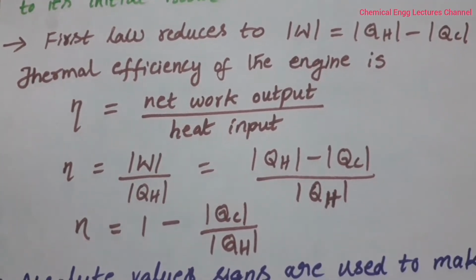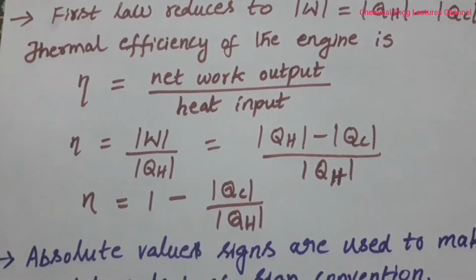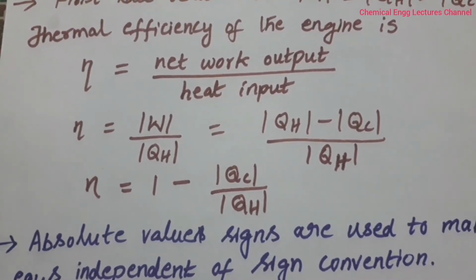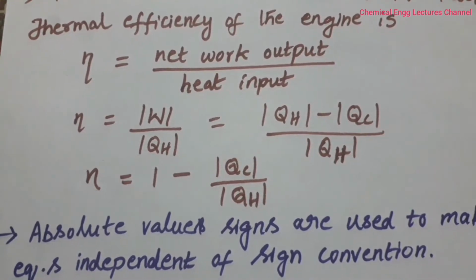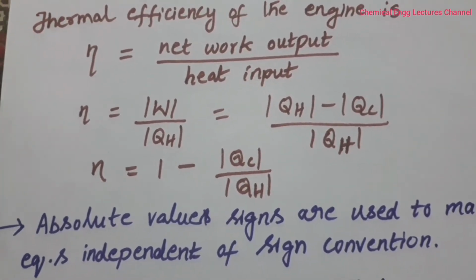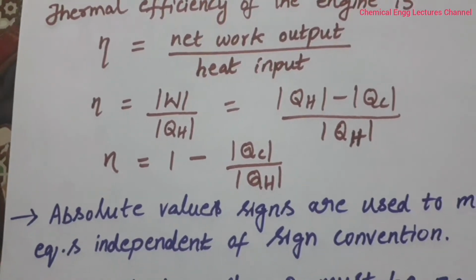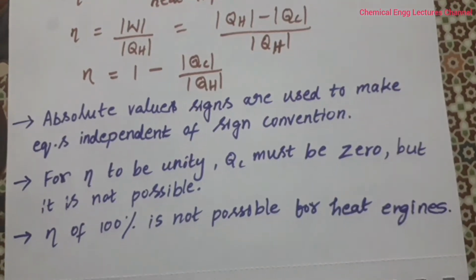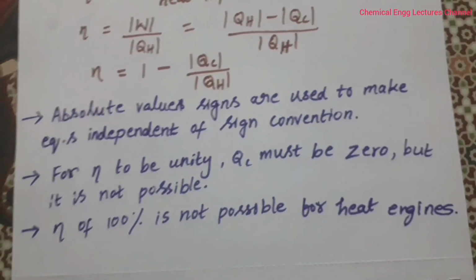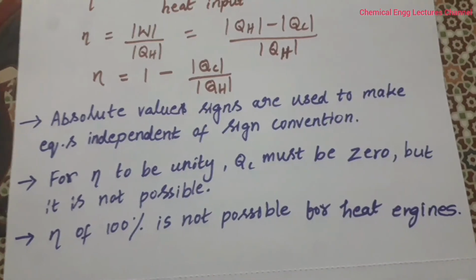The thermal efficiency of the engine is defined as efficiency is equal to net work output by heat input. So efficiency is equal to work done by QH. Work done is represented as QH minus QC, so efficiency is equal to (QH minus QC) by QH, which is 1 minus QC by QH. Here the modulus symbols, absolute value signs, are used to make the equations independent of the sign convention. That is, modulus QC and modulus QH are independent of plus or minus.